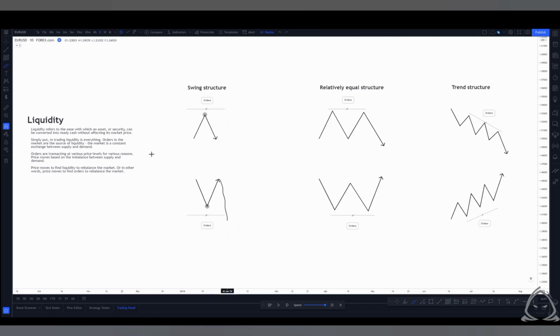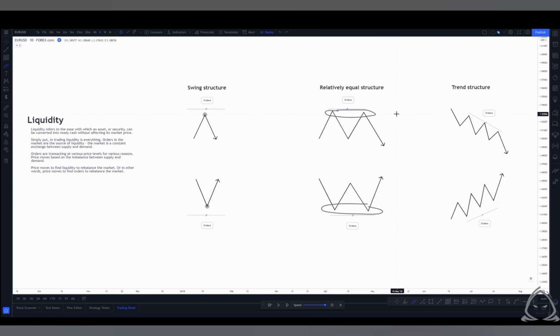So now that we talked about the swing structure, the highs and the lows, we can look at relatively equal structure, because this is just an add-on to the swing structure, because now what we have is a double top and a double bottom. And if you've traded any sort of previous strategies, a lot of the basic things that we learned was buying at double bottoms and selling at double tops.